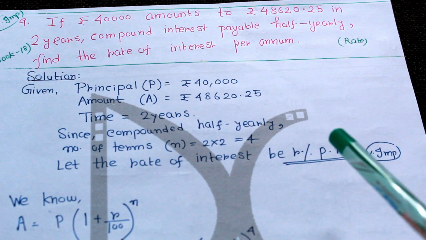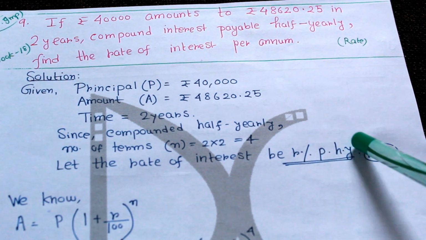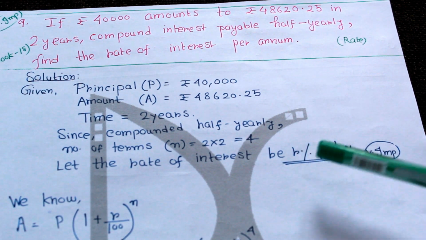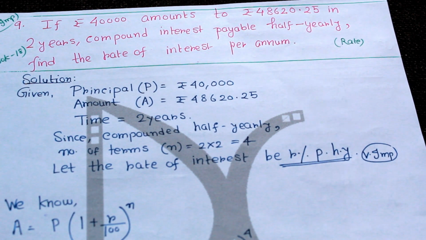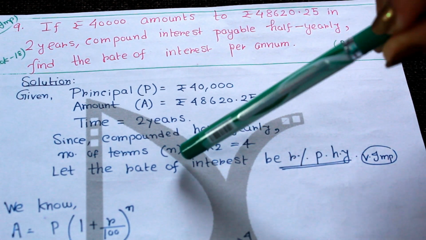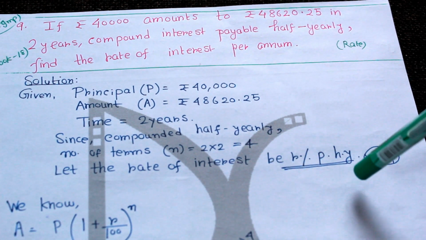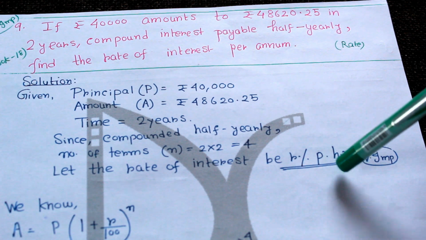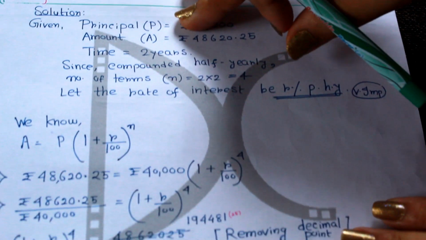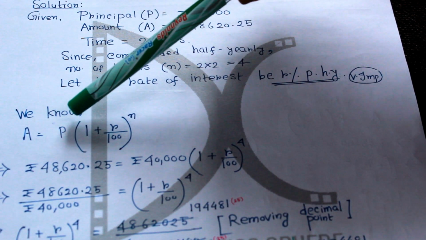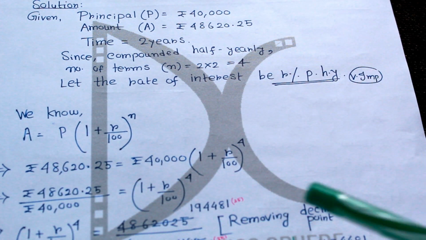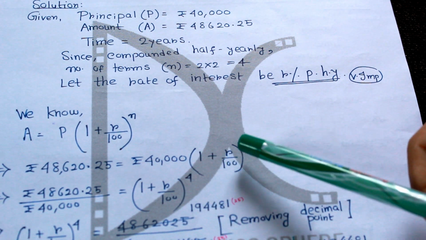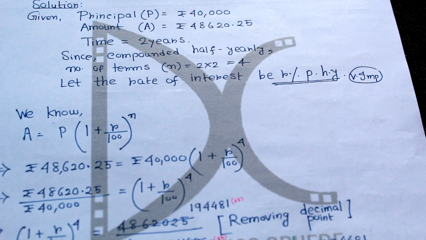Let the rate of interest be r% per half year. This is the main thing here. I am considering it to be r% per half year only, which will be easier for our calculation. Half year means n will be in terms of half year, and rate also will be in terms of half year. Now you put all the values. We know A equals P into 1 plus r by 100 whole to the power n. You put the value of the amount here, principal, 1 plus r by 100 whole to the power 4. There will come one problem.